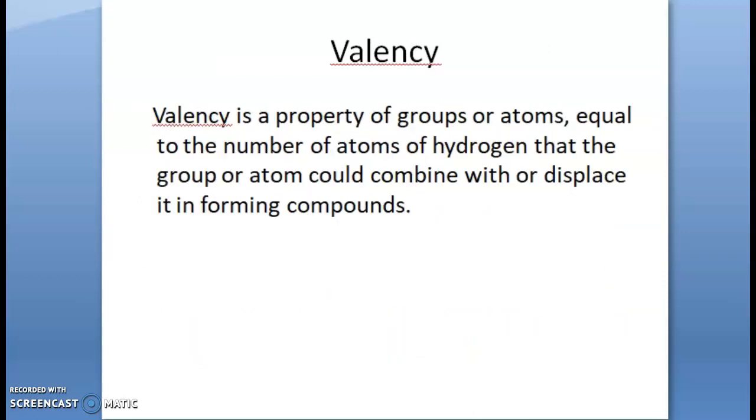Valency. If you have studied chemistry related to electrons, protons, neutrons, where we use valence bond theory and molecular orbital theory, we use this term valency a lot. Valency is nothing but a property of groups or atoms equal to the number of hydrogen atoms that the group or atom could combine with or displace in forming compounds.